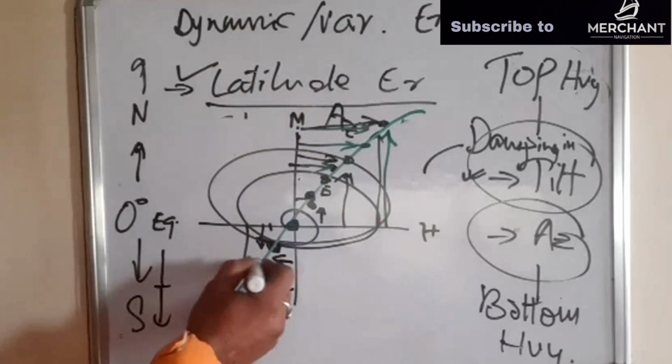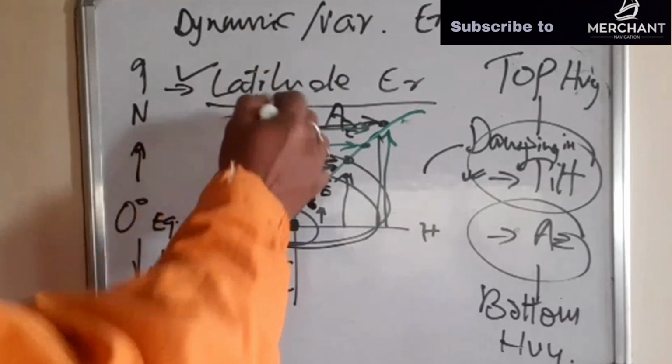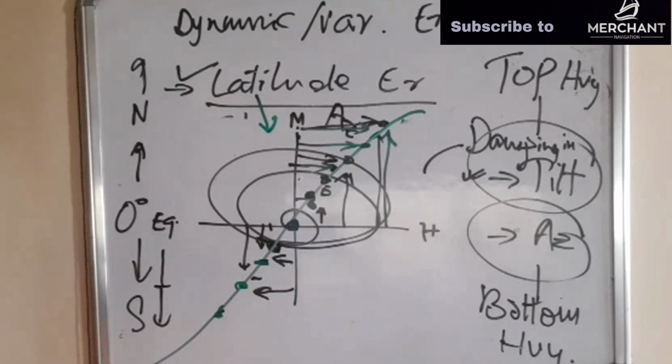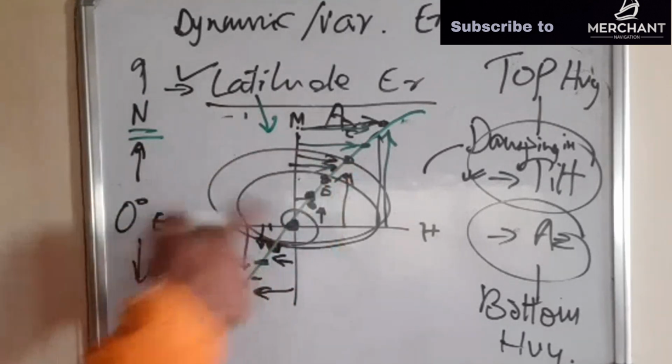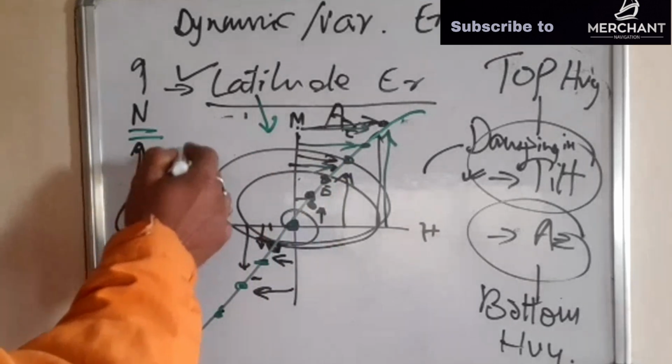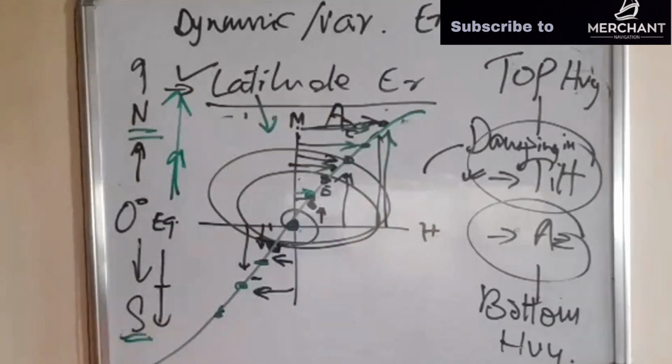When we go down south, the settling point is like this. This is called latitude error. Why is it happening? Because of latitude. If latitude is 0, the error is 0. If latitude is small, error is small. If latitude is more, error is more.